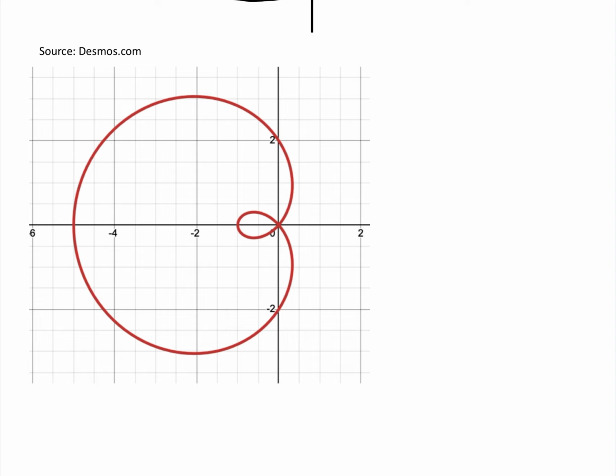Okay, so the question asks us to find when the tangent is horizontal. Well, clearly the tangent is horizontal here, and here, and here, and here, and we need to find the theta values. The theta value for this point here is theta here, and for this point here we have theta here, and for this point here, theta here, and for this point, theta here.